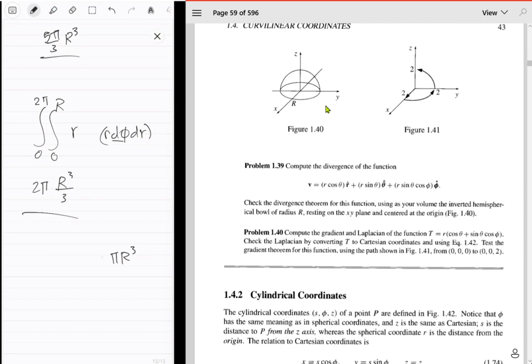So you get 2/3 plus 1, which is 5/3. Yes, this is actually correct. This is equal to this plus that. Yes, the volume integral is equal to the flux. Cool. So it does work.